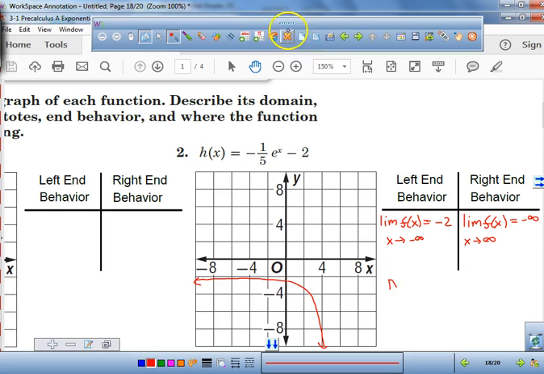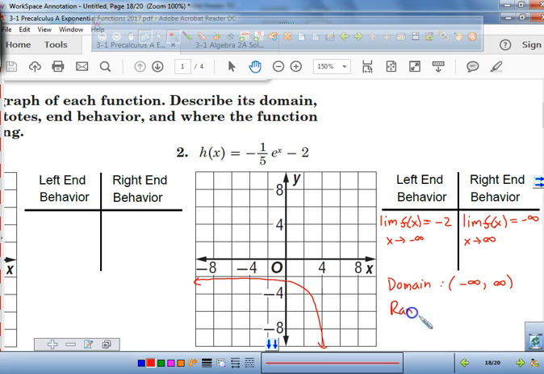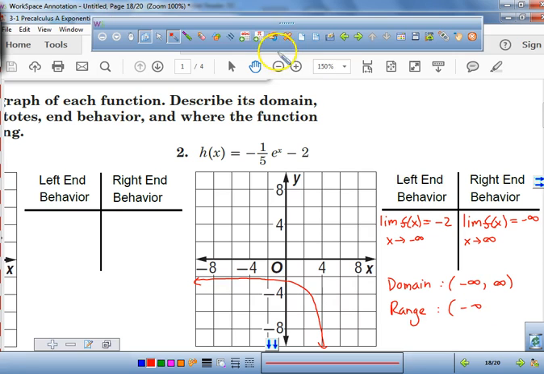Right now I'm just going to write down the other part. You guys can fill it in. Alright, the domain is still from -infinity to +infinity. The range has changed though. The range is not at 0. What's the range? It starts at -2 going towards -infinity.